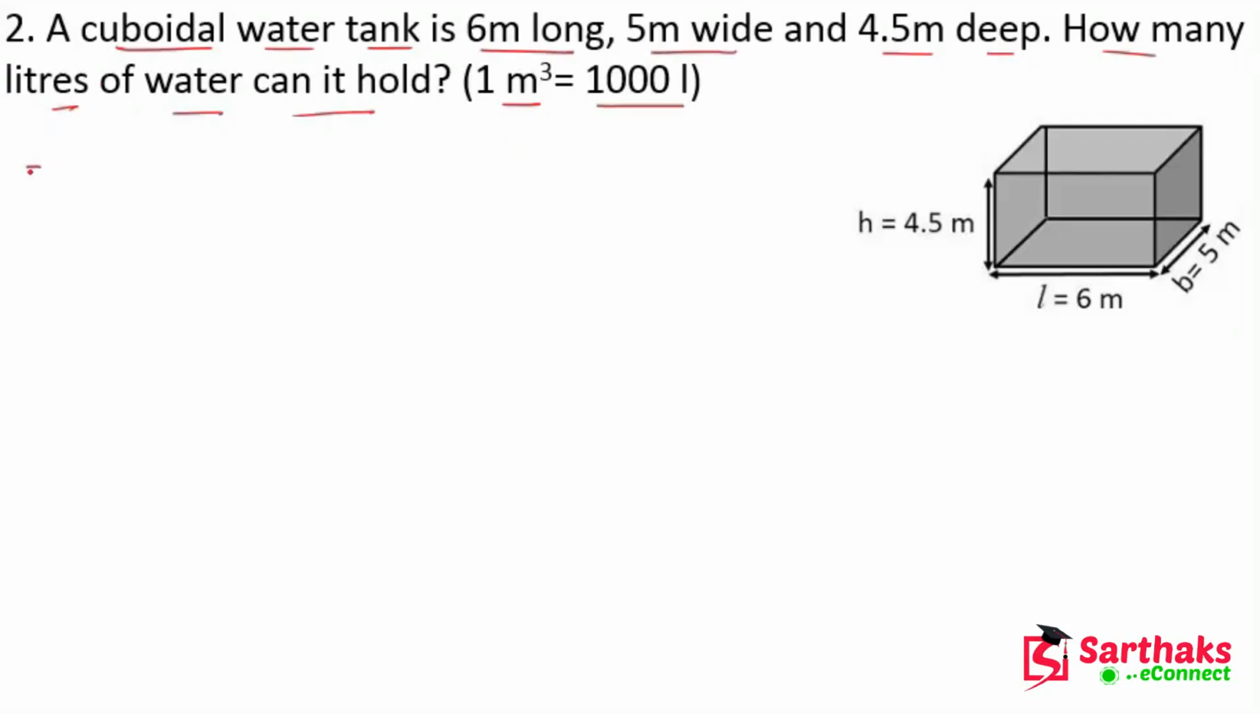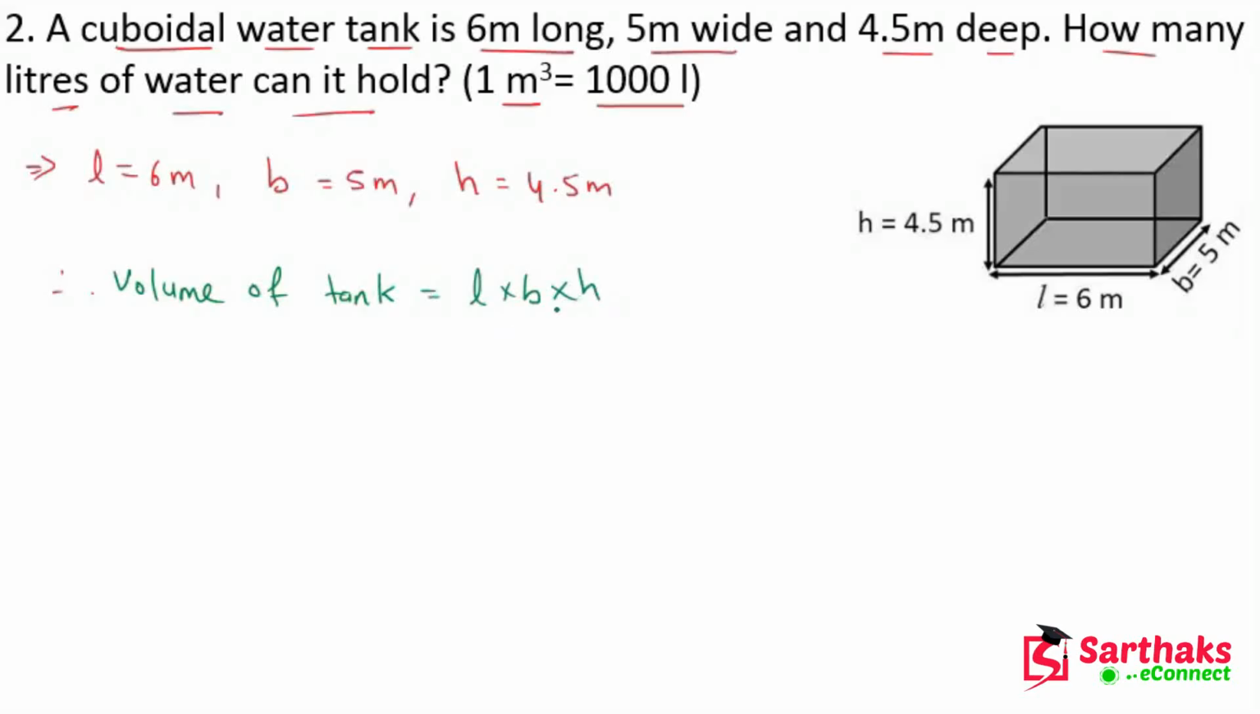Yes, so now we have length 6 meter, breadth is 5 meter and height is 4.5 meter. From this we can easily find the volume of the tank. So volume of tank is equal to L into B into H. Here L is 6, B is 5, H is 4.5.